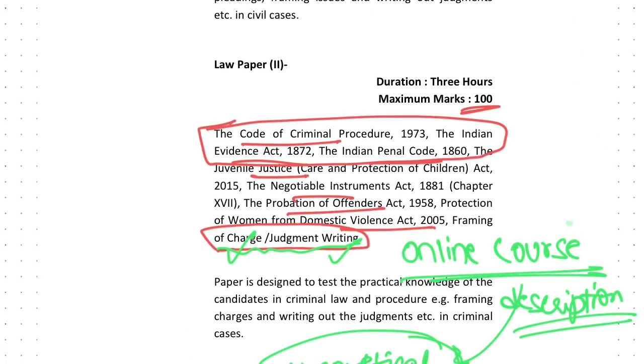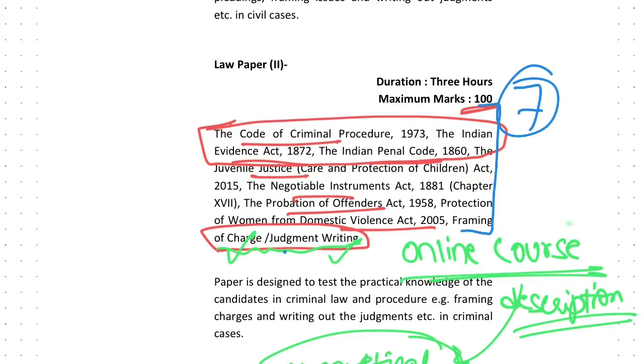you can see that this is a very hefty paper, the second law paper, because it has CRPC, IPC, evidence, the whole gamut of criminal laws. In addition to that, there is Juvenile Justice Act, negotiable instrument, probation offenders, domestic violence, and then another different part on charge framing and judgment writing. So that's 7 laws and a different concept of charge framing and judgment writing.